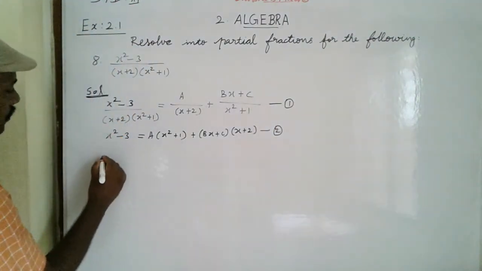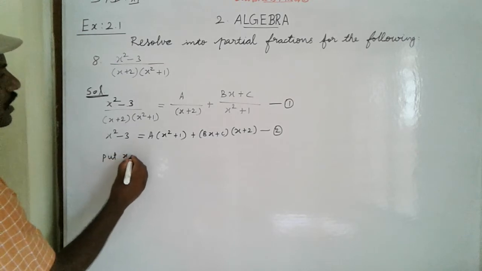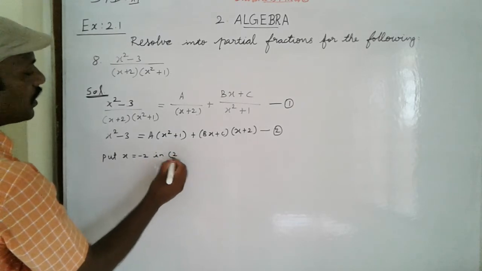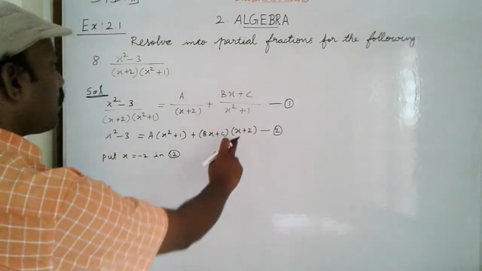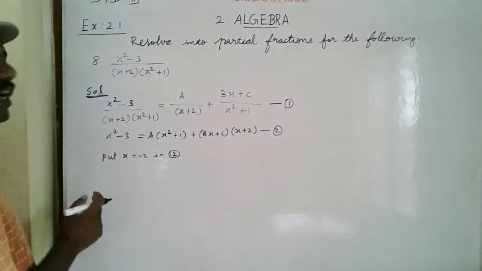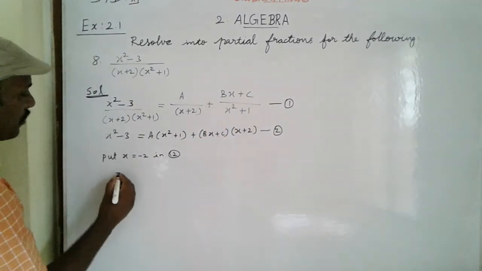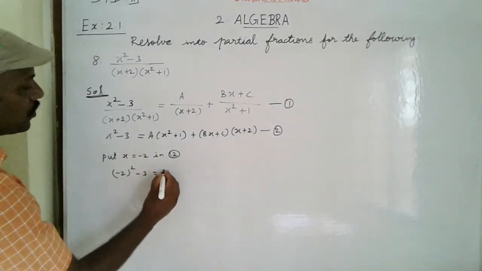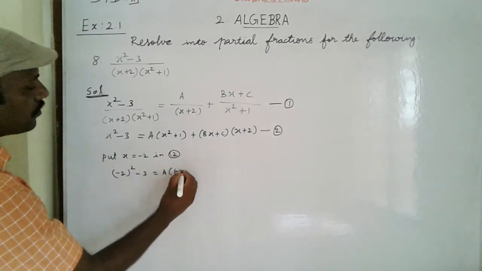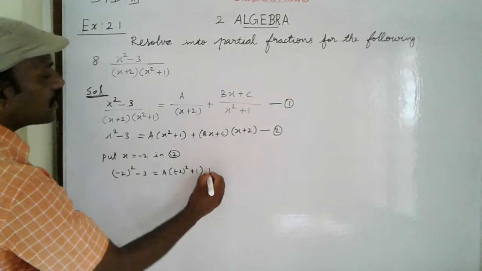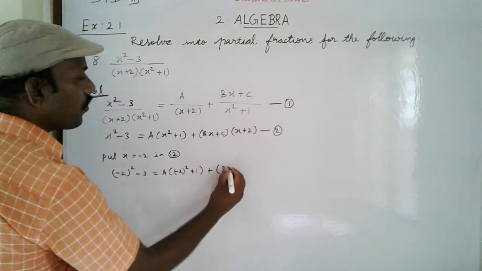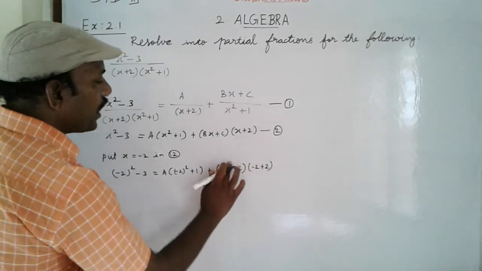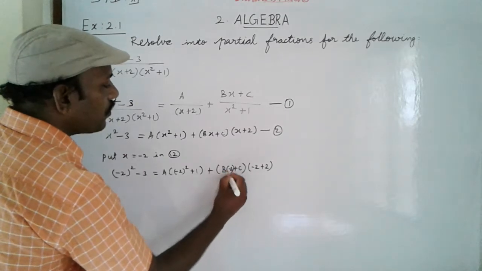Put x equal to −2 in the second equation. So substituting −2, then we get what is here. This term is 0. A value we should find out. So (−2)² − 3 equals A into ((−2)² + 1) plus (Bx + C) into (−2 + 2). So the x value is −2, we should substitute here.